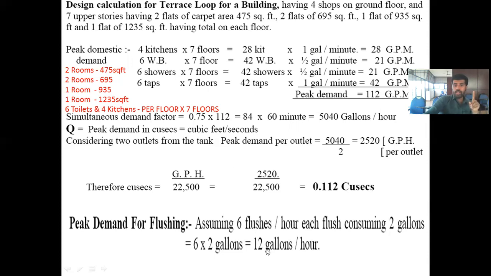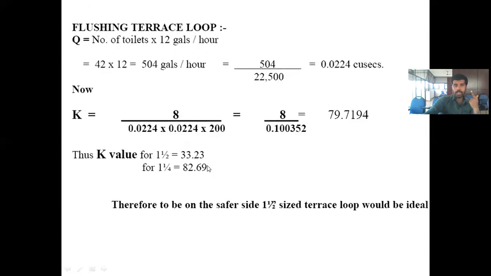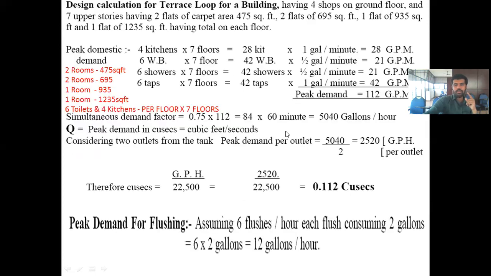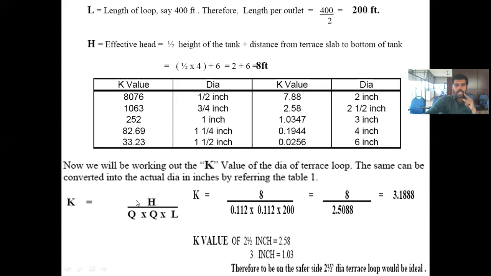From one toilet, 12 gallons per hour is being consumed, that is the peak demand for flushing. So for 42 toilets, how many gallons per hour will be consumed? 42 into 12 equals 504 gallons per hour. To convert it to cubic feet per second, divide by 2250, and you will get 0.0224 cubic feet per second.